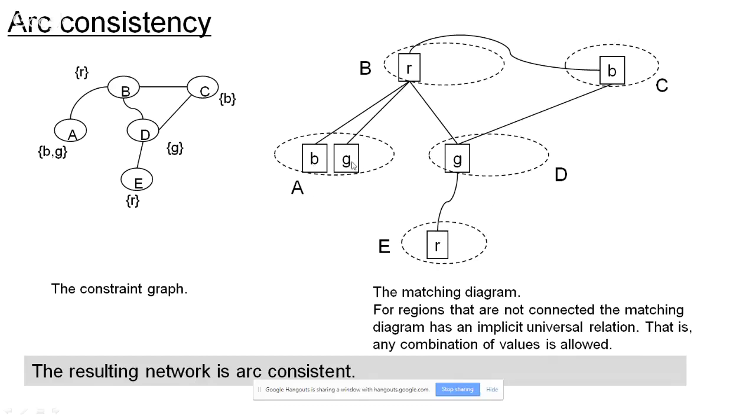That the domain of A has blue and green, the domain of B has red, the domain of C has blue, the domain of D has green, and the domain of E has red.